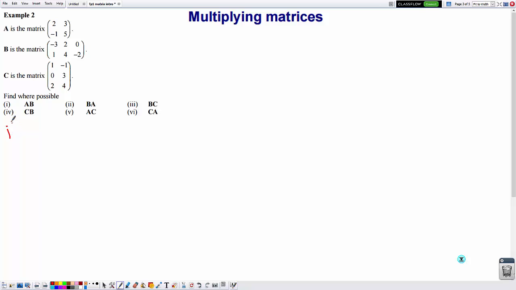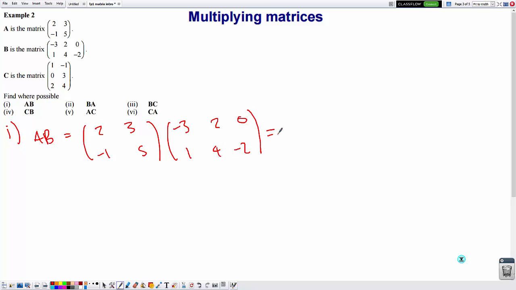So let's work out A times B. By the way, not all of these are possible. I'm not going to work out all 6 of these. Sometimes multiplication between matrices is possible, sometimes it's not. So let's work out AB, if we can. Well, let's write them side by side. A is the matrix 2, 3, minus 1, 5. And B is the matrix minus 3, 2, 0, 1, 4, minus 2.